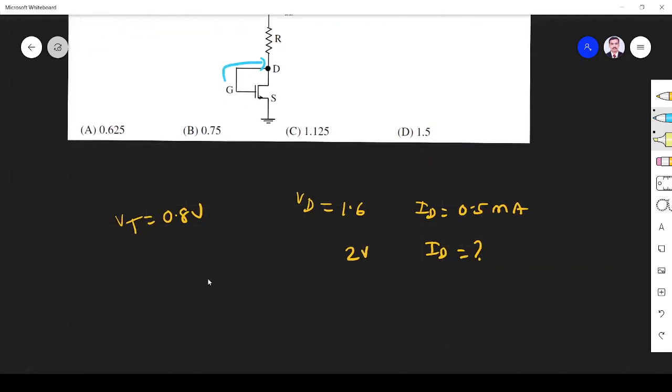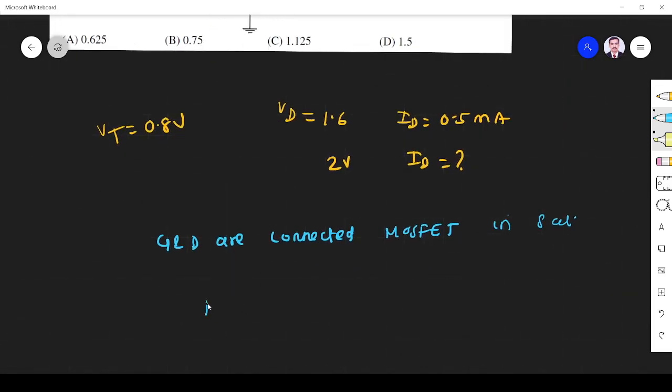When gate and drain are connected, the MOSFET is in saturation. If you don't know this concept, kindly refer to my previous video, where you can understand it. So if gate and drain are connected, the MOSFET is in saturation. So we have to find the drain current in saturation, that is given by K into (VGS minus VT) square.